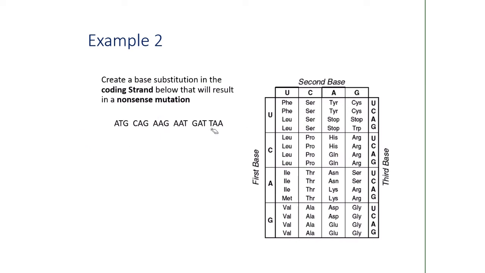This is the coding strand, and we want to create a base substitution that will result in a nonsense mutation. So again, coding strand, and we want to write the mRNA sequence. So this will be AUG, CAG, AAG, AAU, GAU, UAA. A nonsense mutation means after the change, I have to have one of the stop codons.